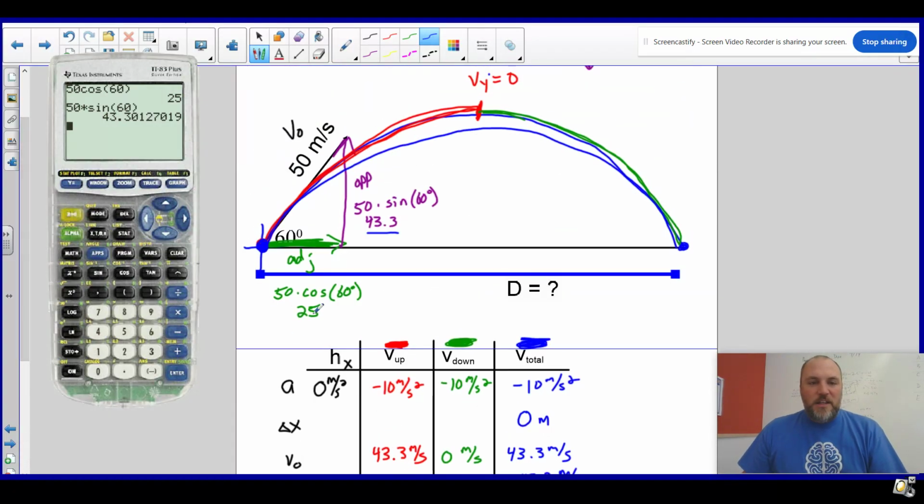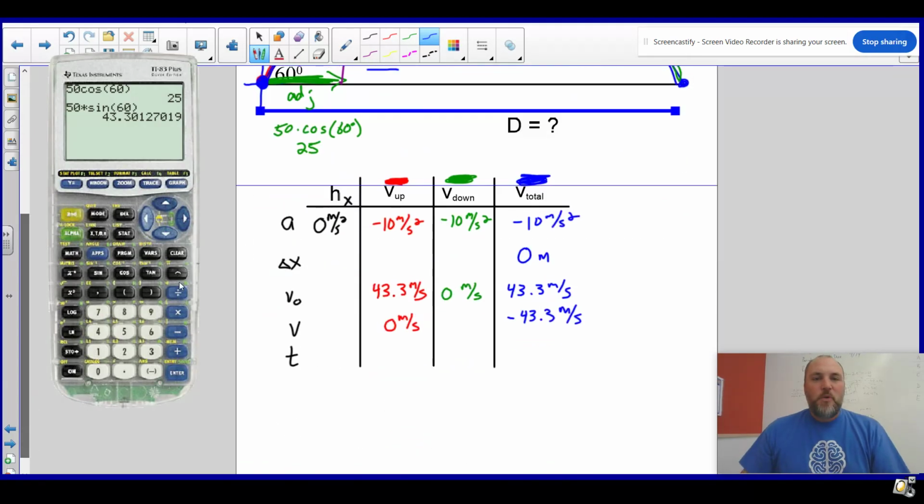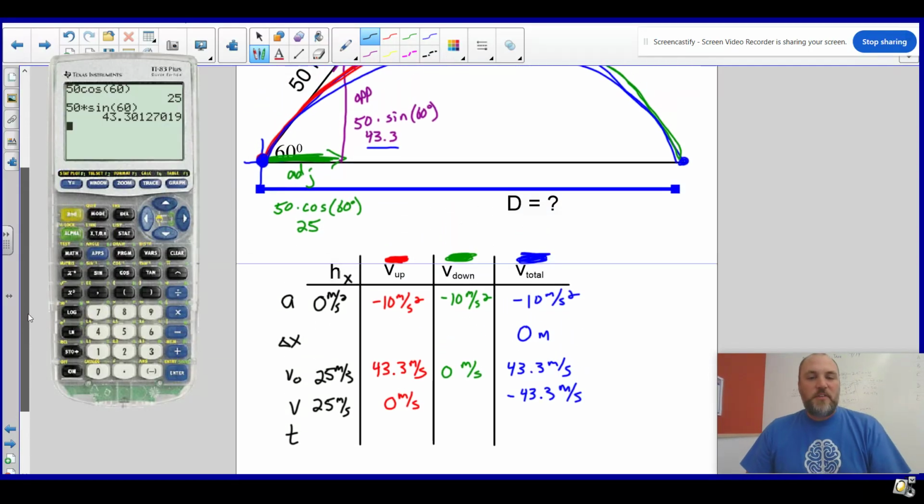I have the initial horizontal velocity, which was the component of the initial velocity, and that should be 25 meters per second. But because there's no acceleration in the horizontal direction, the final velocity is also 25 meters per second. Again, that's just a constant velocity.